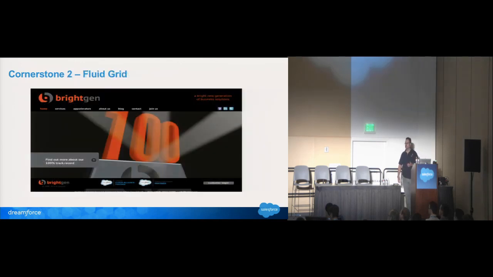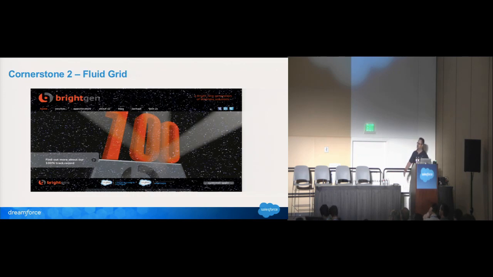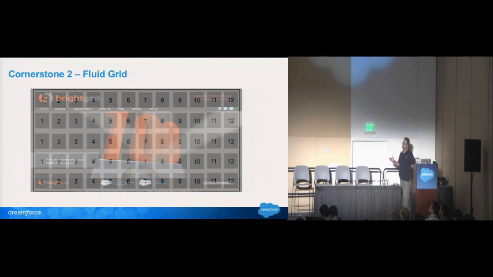The second cornerstone is the fluid grid. What this does is break up your page, your content, into a number of rows and columns that you can almost deal with independently. 12 is probably the most popular number at the moment through most of the responsive frameworks, and that's because it divides up quite nicely. It divides by 2, it divides by 3, it divides by 4, it divides by 6. So in terms of breaking that up into smaller and smaller chunks for different devices, that's a very useful number.